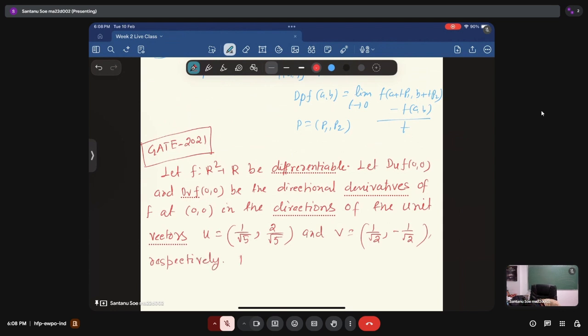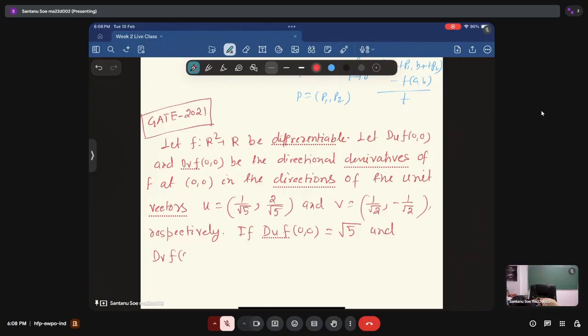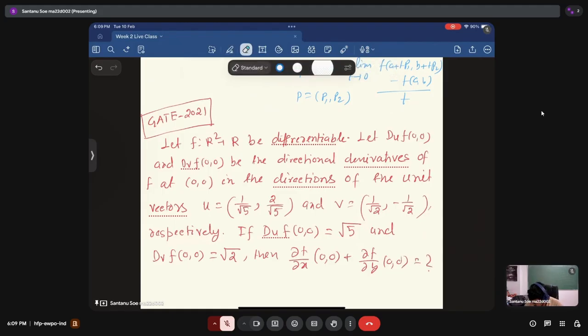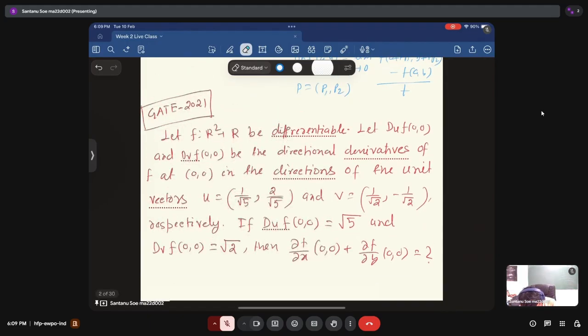If D_u f(0,0) is square root of 5 and D_v f(0,0) is square root of 2, then ∂f/∂x at (0,0) plus ∂f/∂y at (0,0) is to be found. This we have to find out from this question. So now we're going to do the solution.